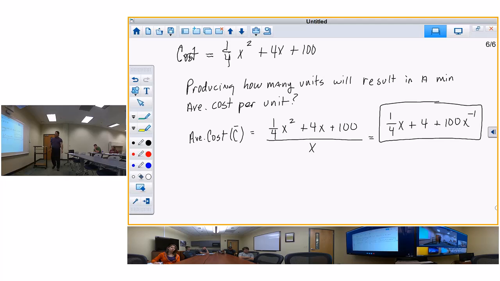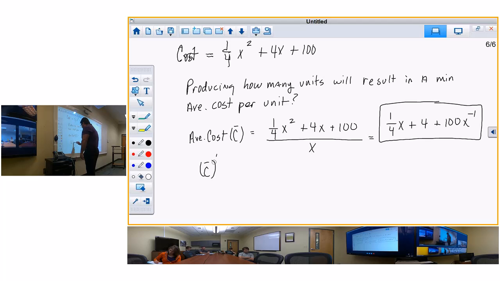Now, what is the derivative? C bar prime is going to be equal to 1/4 plus what?